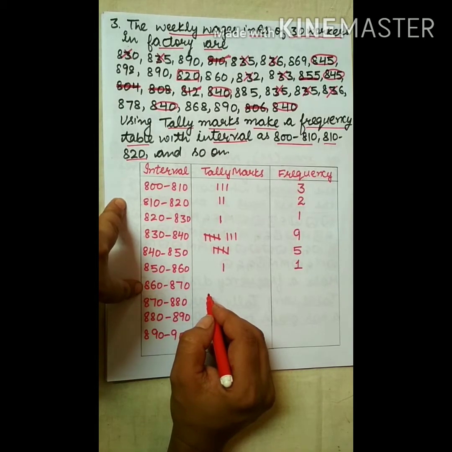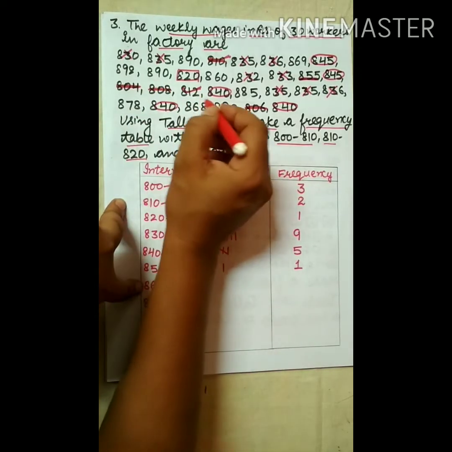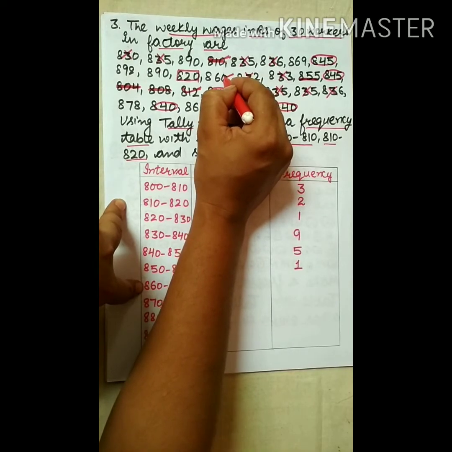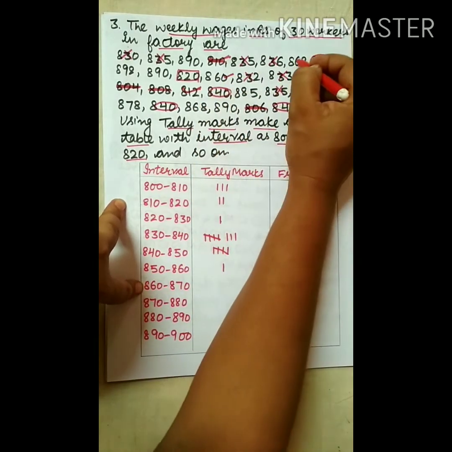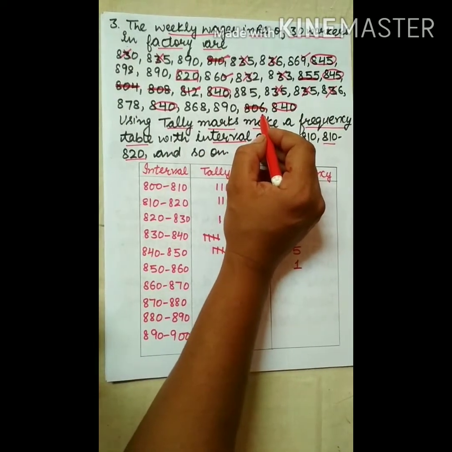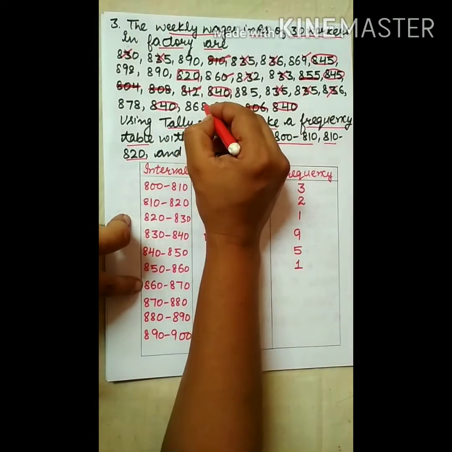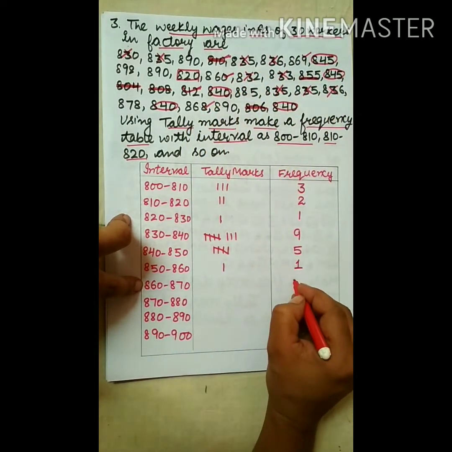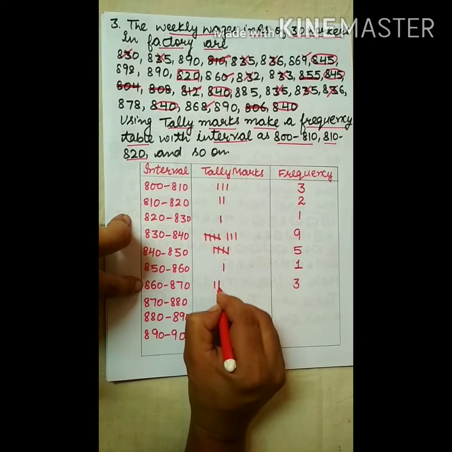Now find out the values which are lying from 860 to 870. So here I will find out. I will just mark this one value. Next one is second value, 2 values, and this is the third value. 1, 2, 3 values are there. So here I will write 3.